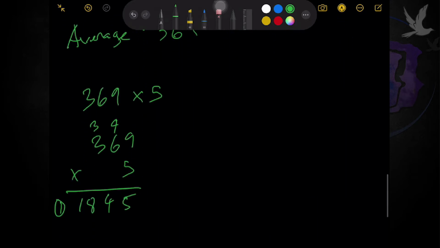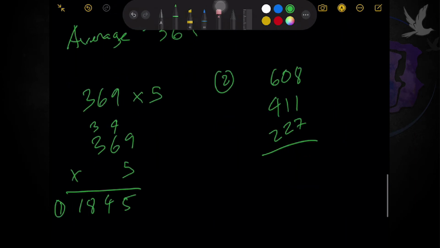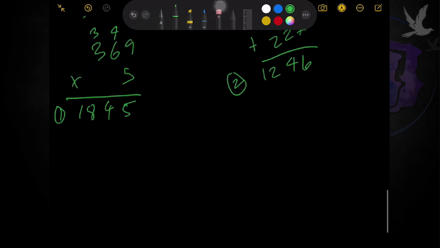Okay? So, what we can do here is, of course, proceed with step 2, which is to add all the given units lang, which we have for cars now, which is 608, vans 411, and buses 227. Okay, 608, 411, 227. Add nyo lang yan. 8 plus 1, 8 plus 7 is 15, plus 1 is 16. Carry over. 1 plus 1 plus 2 will give us 4. 6 plus 4 is 10, plus 2 is 12.